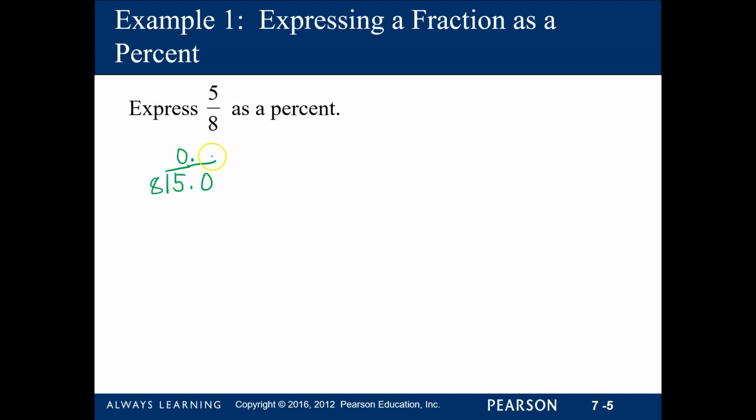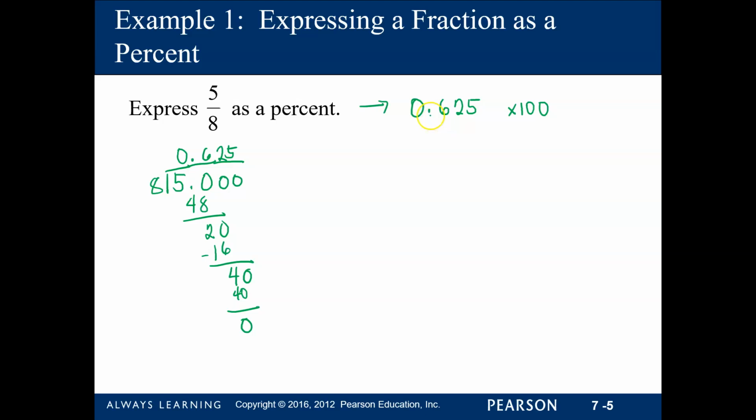So 50 divided by 8, that will be a 6. That will give us 48. And this will be a 2. There's going to be a 2 here, another 0 here. This is going to be a 16. We subtract. This is going to give us a 4. And adding another 0, this is going to give us a 5. So 5 over 8 is actually 0.625. Now, for us to be able to change this to percent, we need to multiply this by 100.